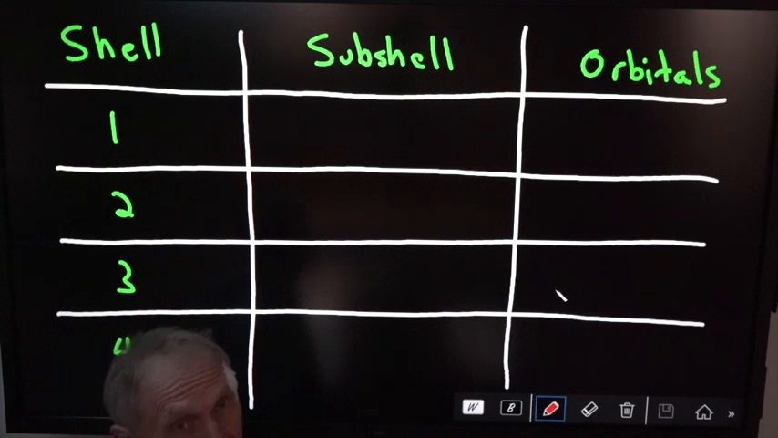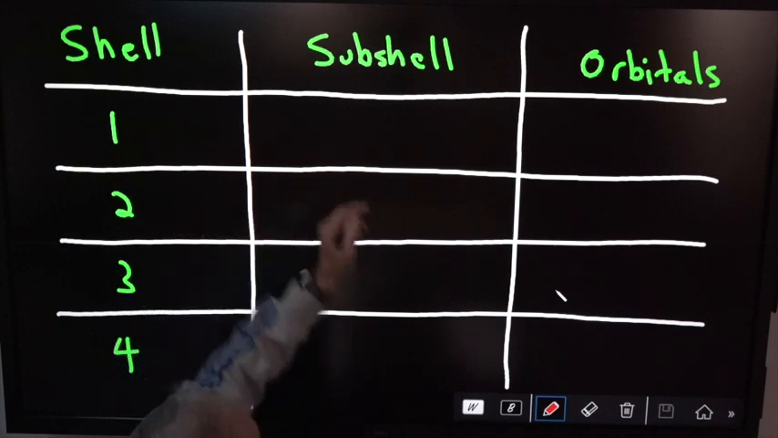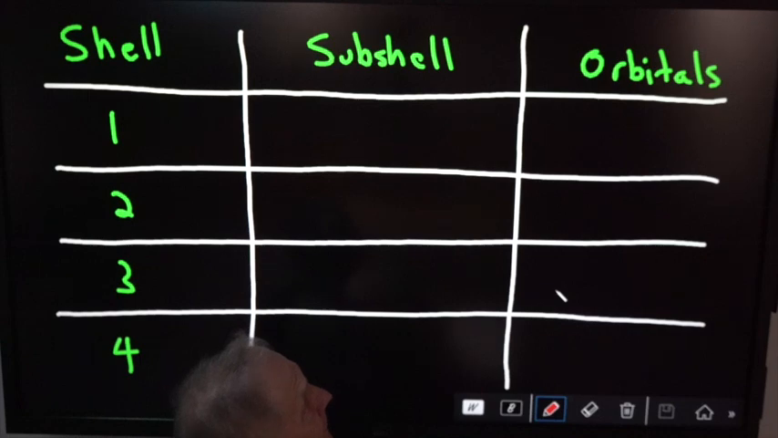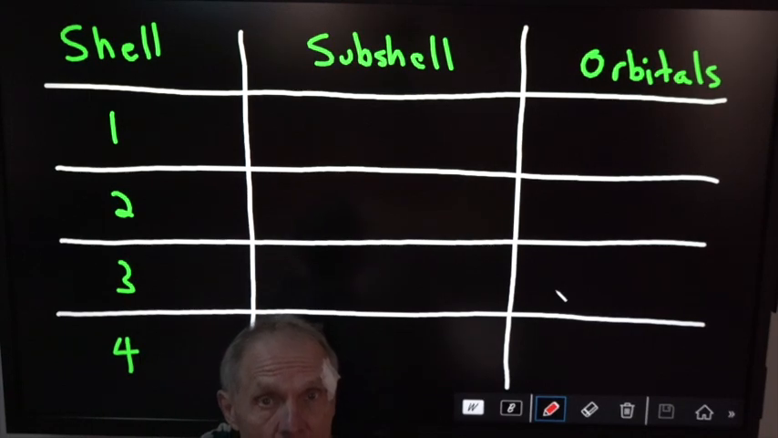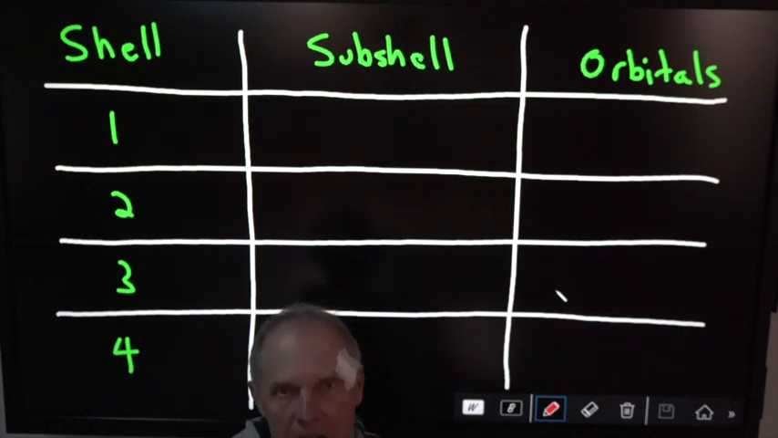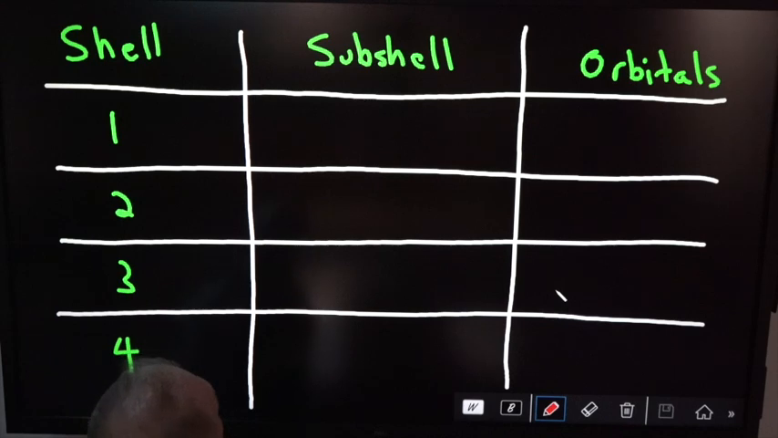So now we're going to put everything together. The first column is shells or energy levels. Remember, we have 1 through 7, but the most important ones are just 1 through 4. Shells are made up of subshells, S, P, D, and F. And then finally, subshells are made up of things called orbitals. We haven't talked about them yet. We will.